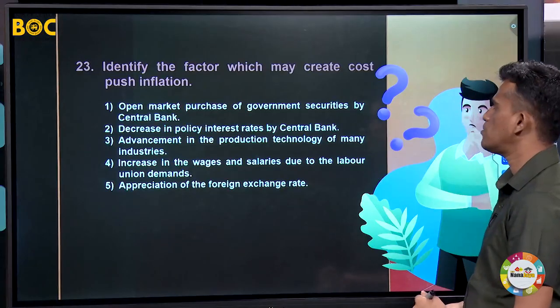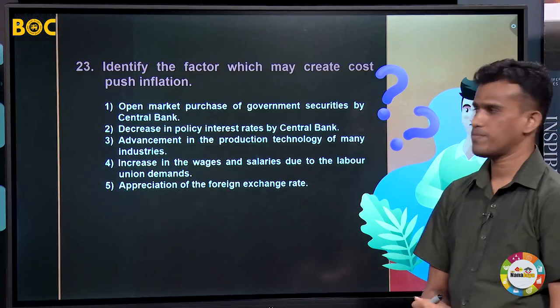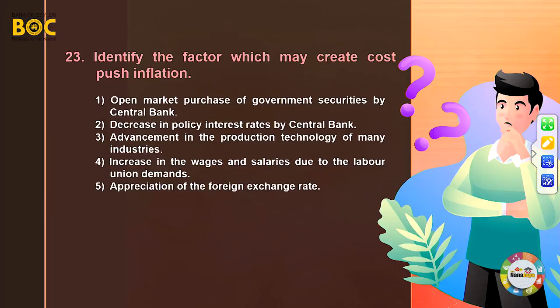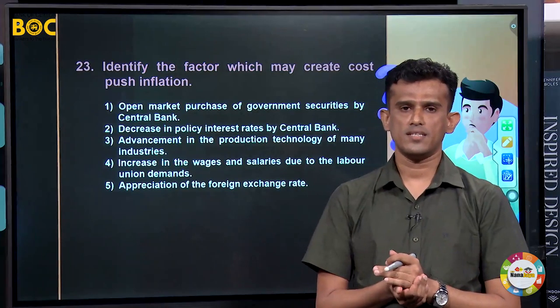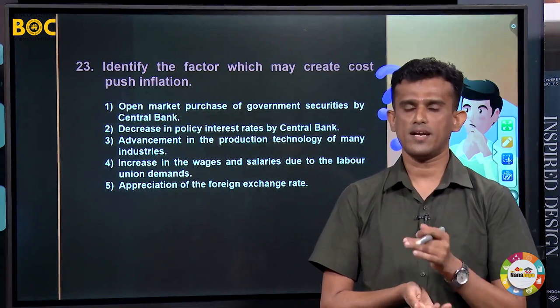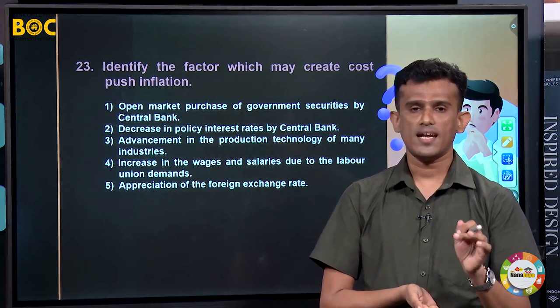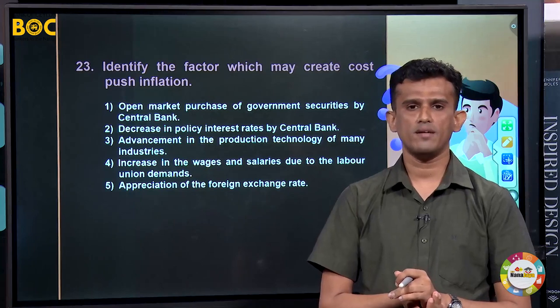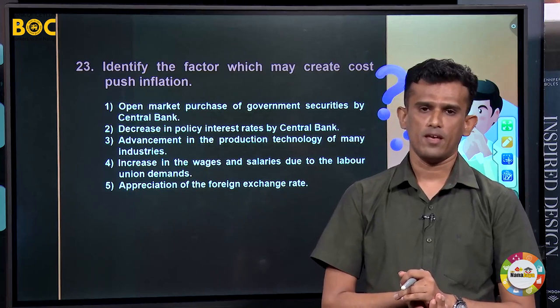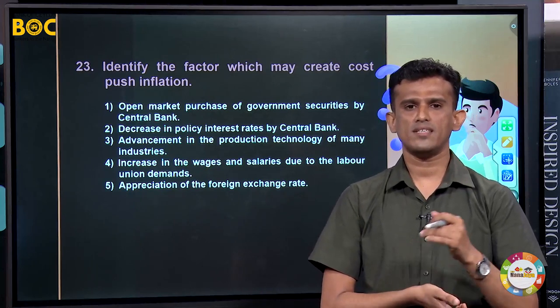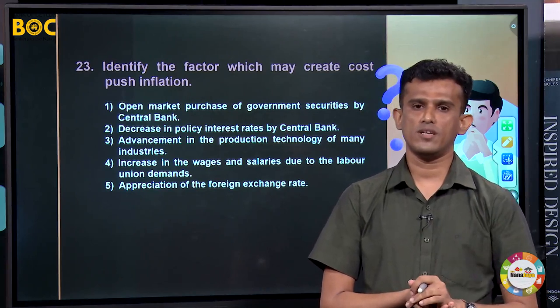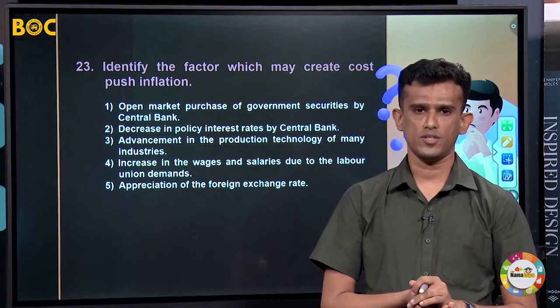Identify the factor which may create cost push inflation. First one, open market purchase of government securities by central bank. So if central bank purchases government securities, the commercial banks are getting cash, their lending ability increases, money supply increases, and that leads for aggregate demand to go up. An increasing aggregate demand is leading for demand pull inflation and not for cost push inflation.